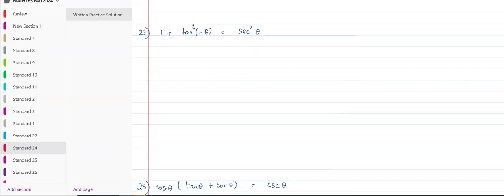Tangent is a negative, odd function. So tan of negative theta is negative tan theta, the whole square. So I start with the left-hand side. And when you square a negative, it becomes positive. So this is the same as 1 plus tan squared theta. And I know that 1 plus tan squared theta is secant squared theta, which is the right-hand side.